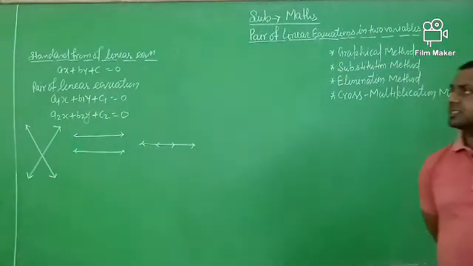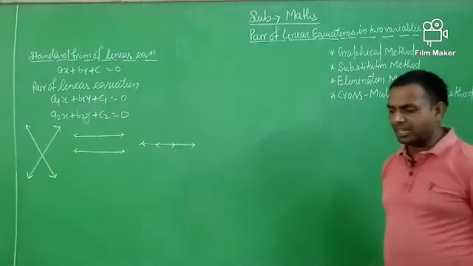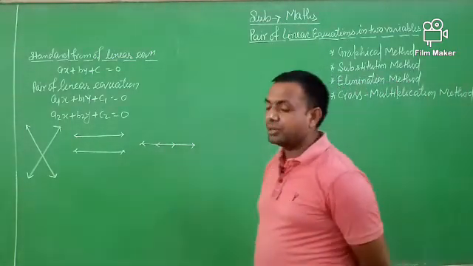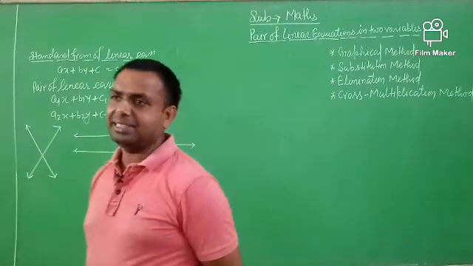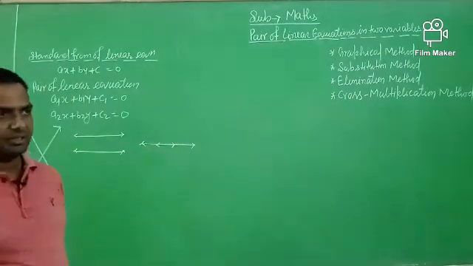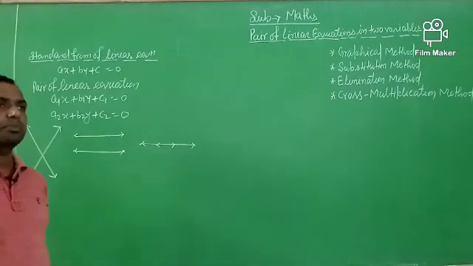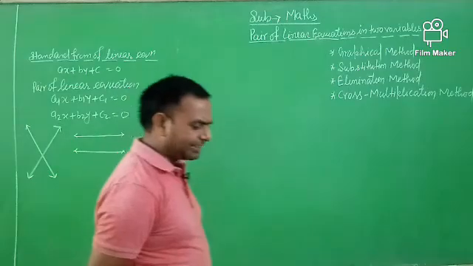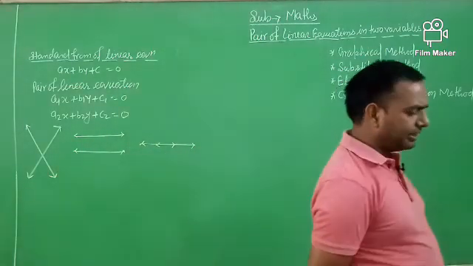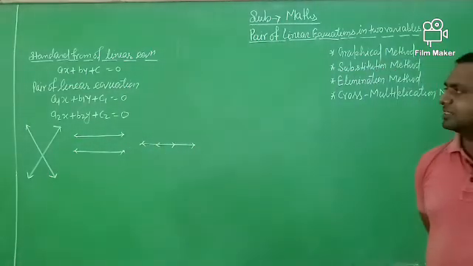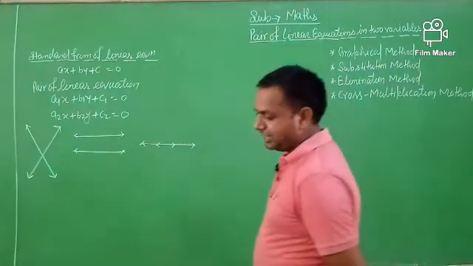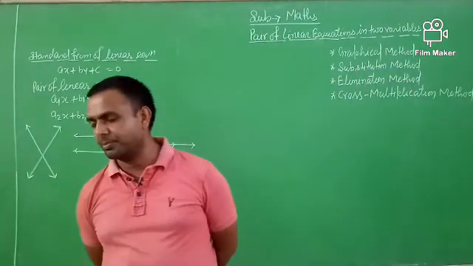A linear equation means the variables have only power 1. But here there are two variables. Suppose one variable is x and another variable is y, and both are present in an equation, then you can say this is a linear equation in two variables.